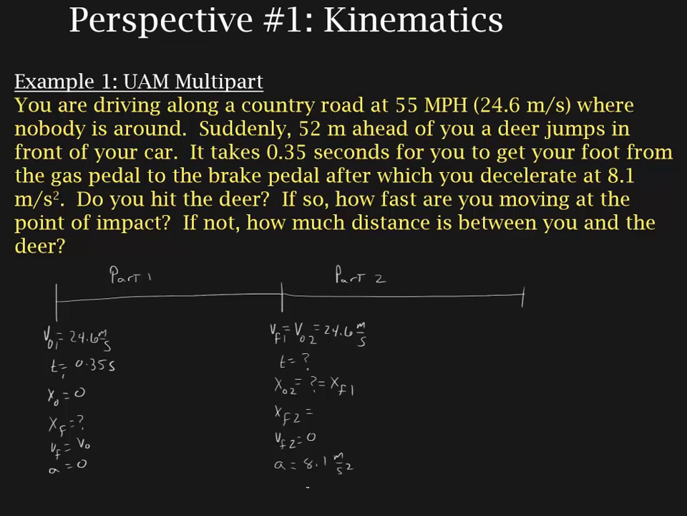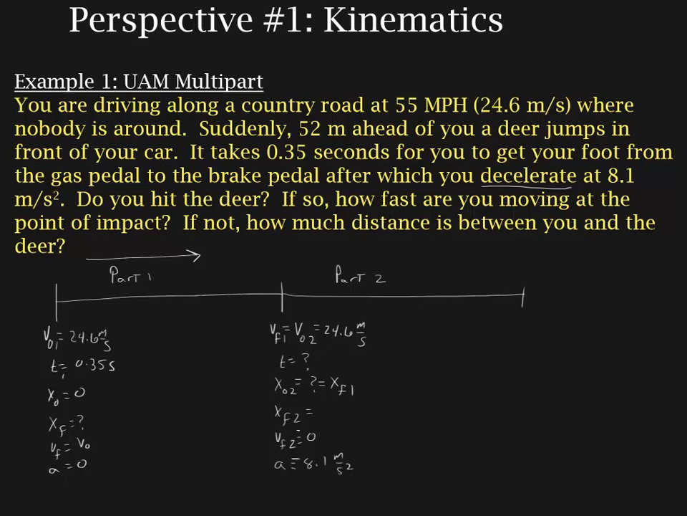So let's talk about the acceleration first. The acceleration, we're told, has a magnitude of 8.1, and it's a deceleration, which means it's slowing down. Part 1 is on the left, part 2 is on the right, and so that means the car is moving to the right. Therefore, since the car is slowing down, the acceleration must have a direction opposite the velocity, and so that makes this a negative 8.1 meters per second squared.